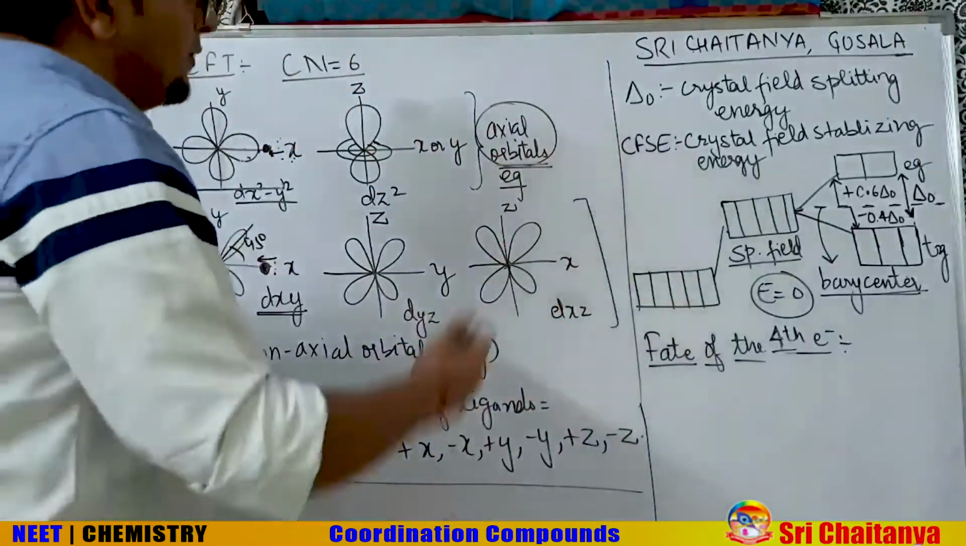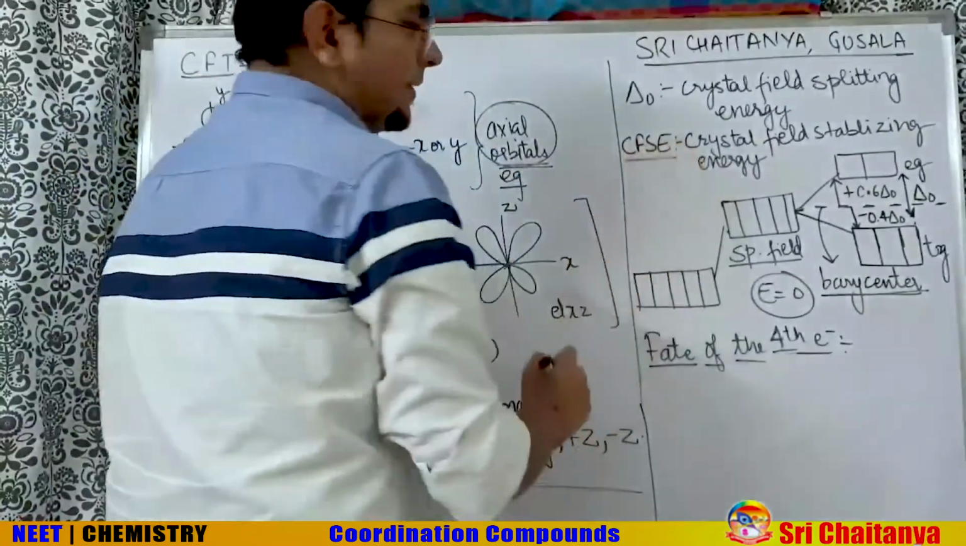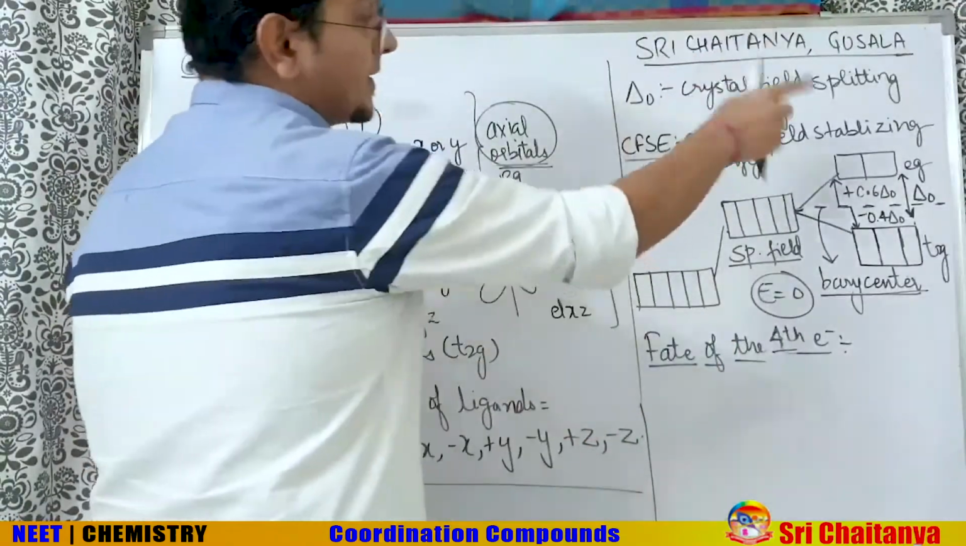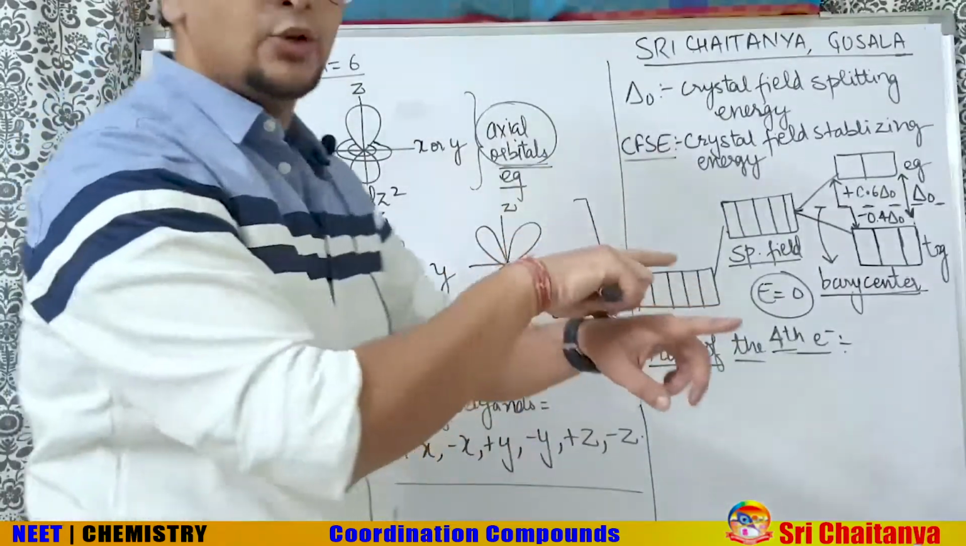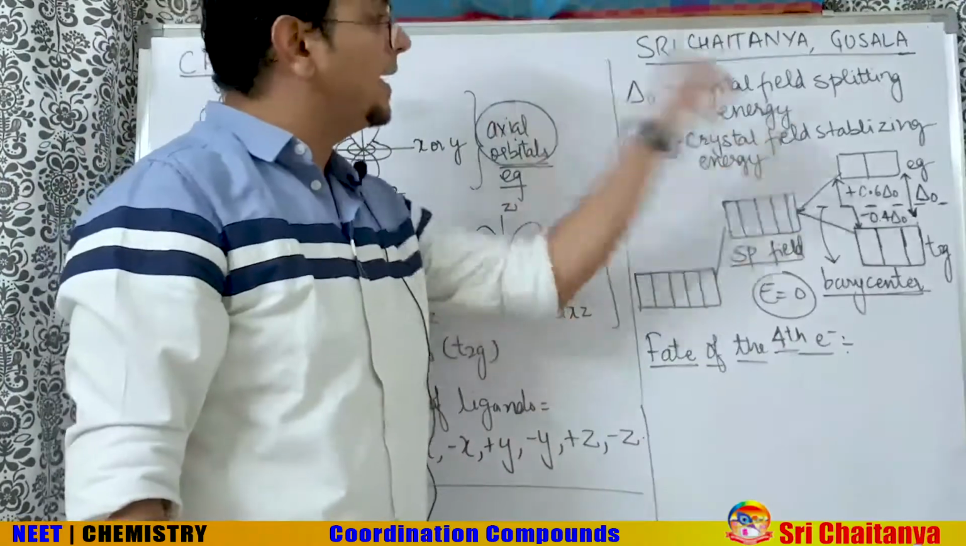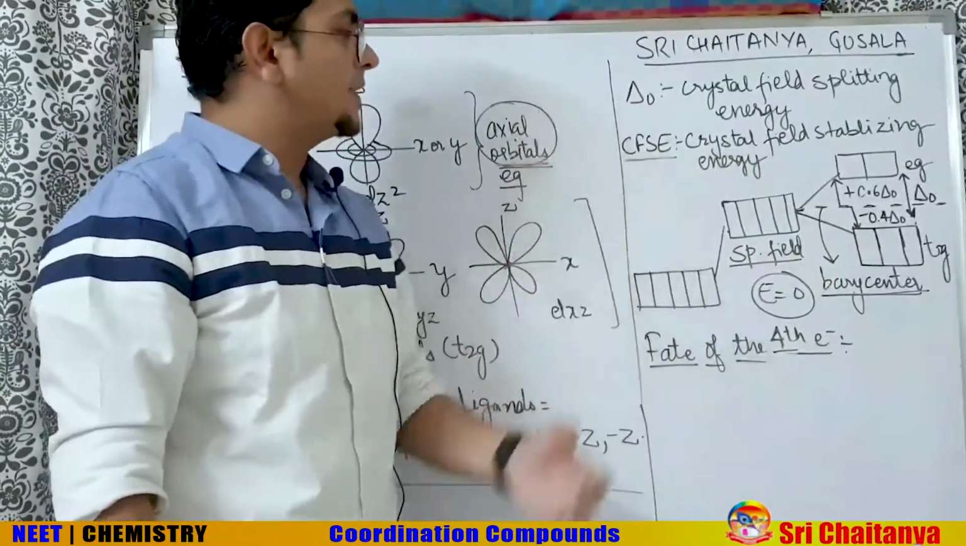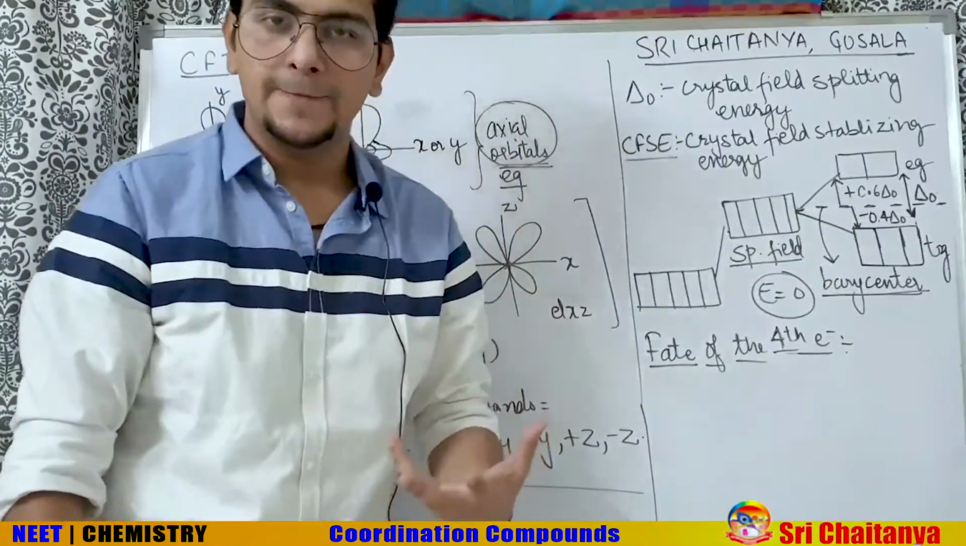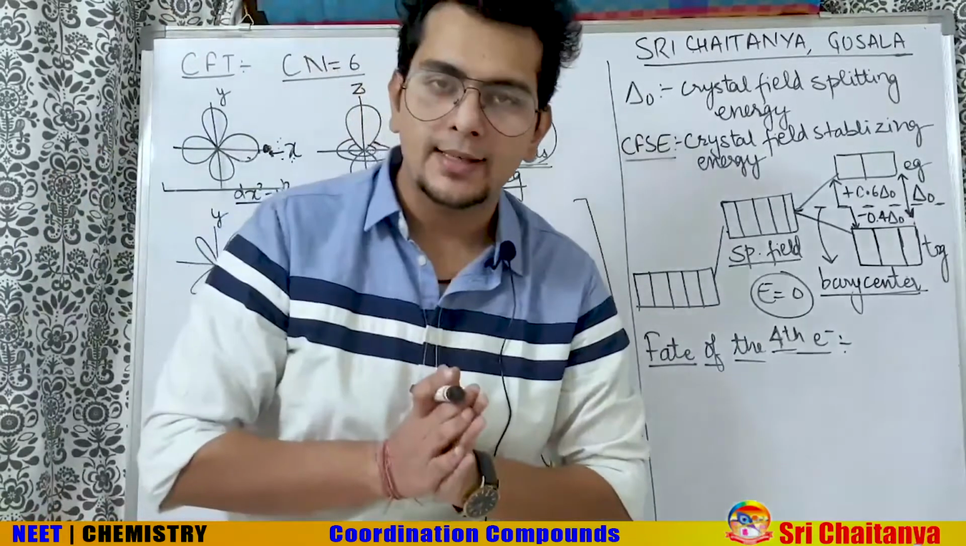Okay, now let us see one thing. We have CFSE, which is crystal field stabilization energy. People confuse between the two here. This is crystal field splitting energy, delta, and CFSE is crystal field stabilization energy. What is crystal field stabilization energy?